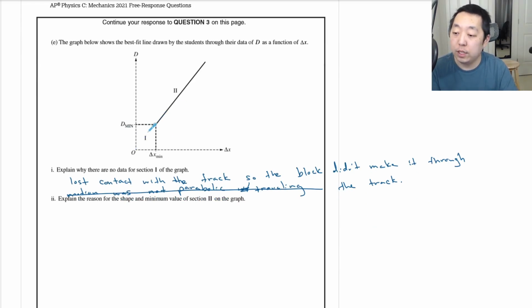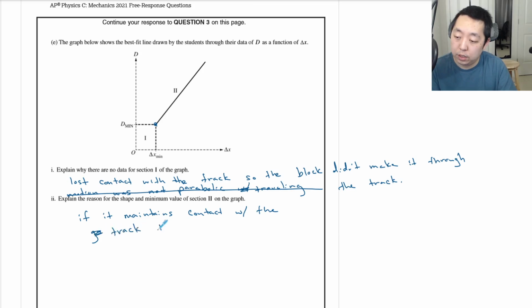Explain the reason for the shape and minimum value. So d min. If it maintains contact with the track, then it travels a certain distance. It has some speed. So d is non-zero.